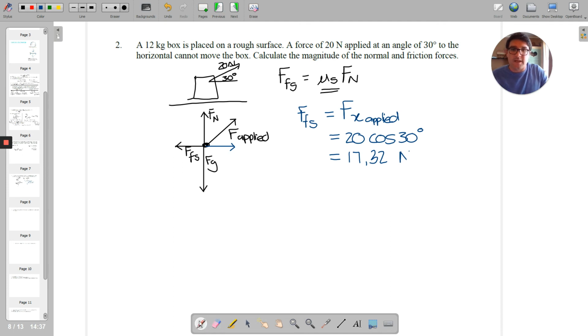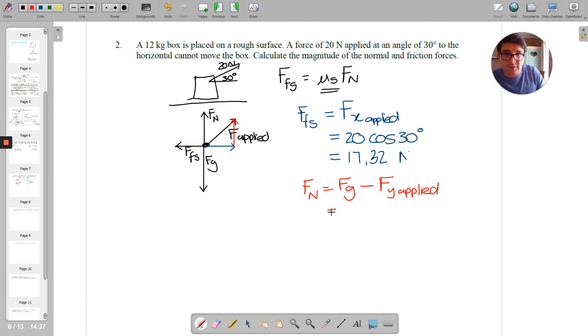Okay, and the normal force in this case, be careful now, the normal force won't be equal to the weight because this force over here has a y component that's acting up. So in other words, your y component of this force plus your normal force would balance the gravitational force. So your equation for calculating the normal force in this case would be the normal force is the gravitational force minus the y component of the applied force.